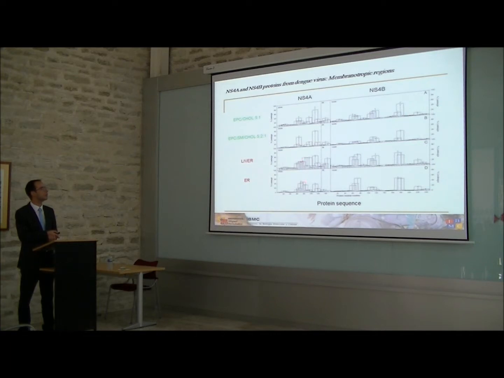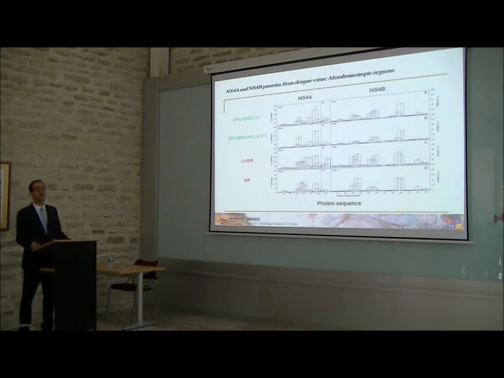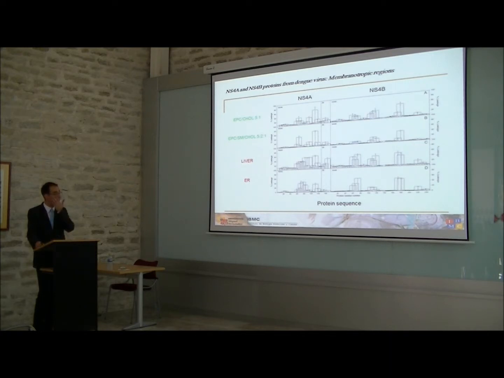in the NS4A protein. As you can see here, 1, 2, and 3. And in the NS4B protein, we have 5 distinct regions seen here. The other noteworthy result is that, at least for the most significant leakage-inducing regions, there are no significant differences with respect to lipid composition, once again.